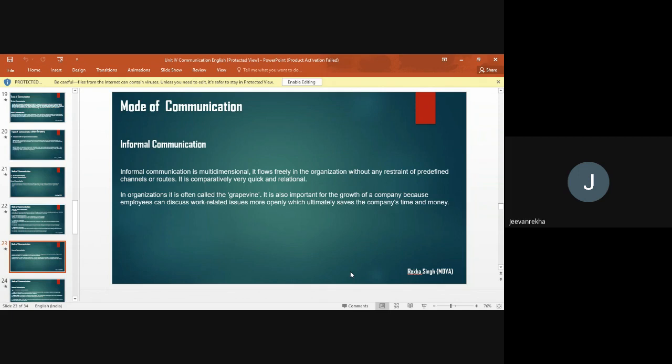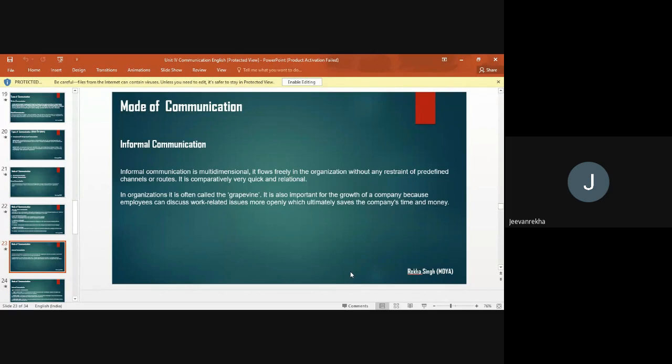Suppose you got a very big project from another company and you don't know about the project, you don't know how to complete this project. So what will you do? You will discuss with your departmental friends, your employees. So in discussion you will get the conclusion of the project.